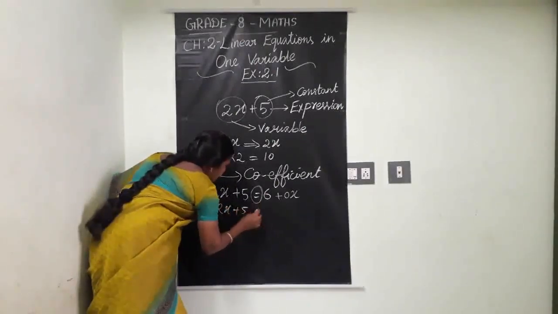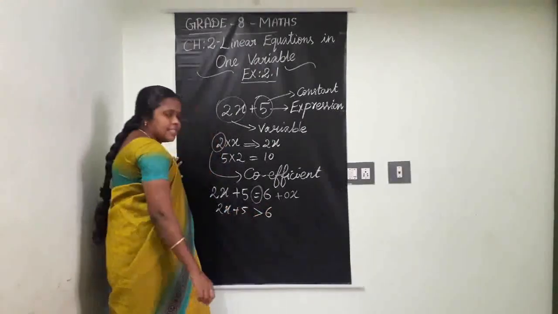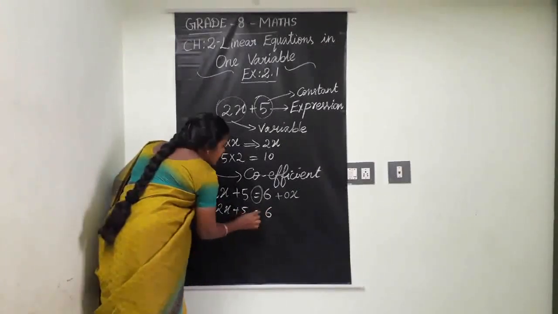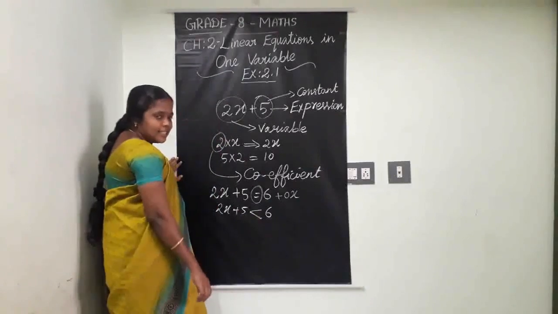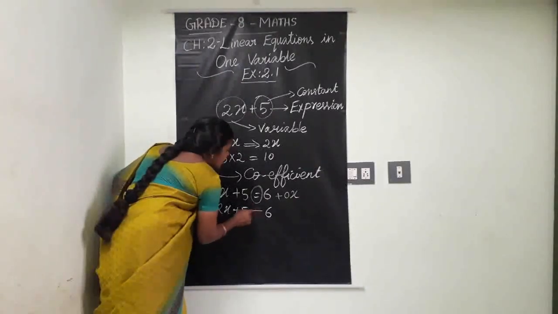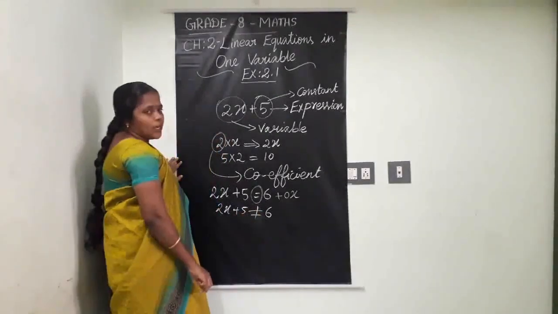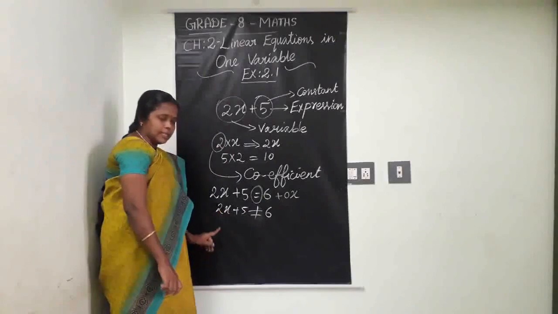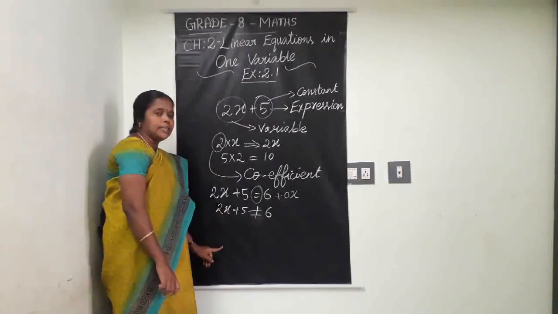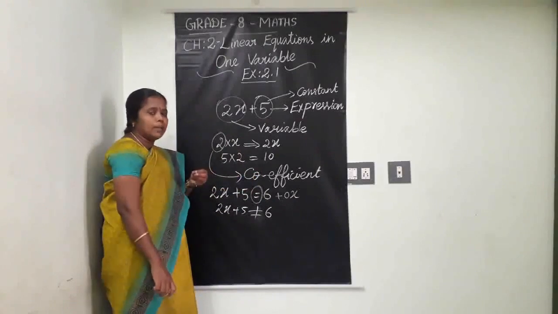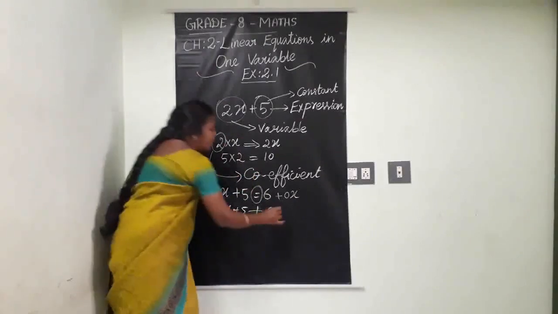2x plus 5 is greater than 6. Is this an equation? No. Or less than 6. Is this an equation? No. What about this? This also is not an equation. Such statements are called inequations, not equations, simply inequation.